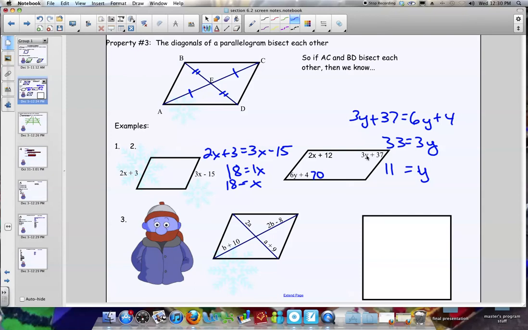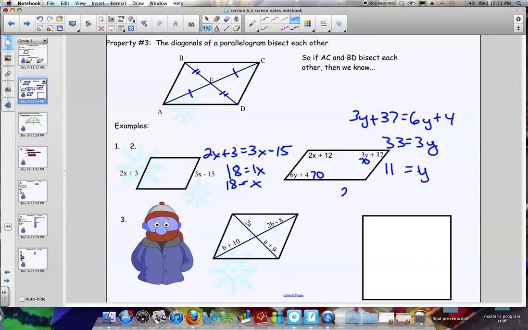3 times 11 is 33, plus 37 is 70. That does not tell me what x is, but it does tell me how much this angle has to measure. If this angle is 70, then this angle has to be whatever's left to get to 180, since consecutive angles are supplementary.